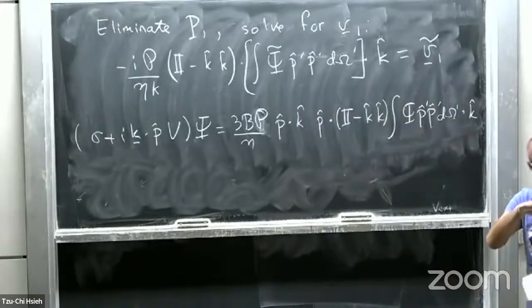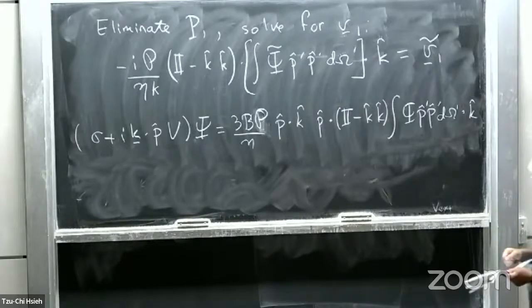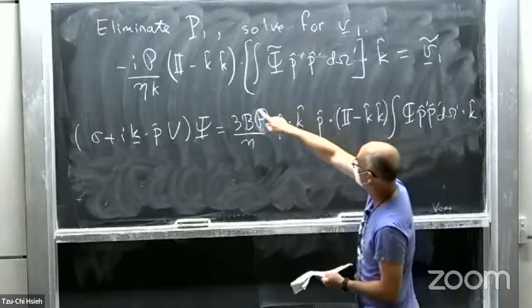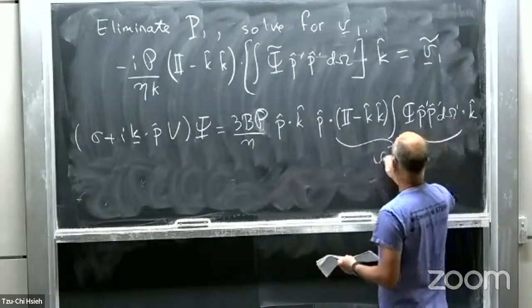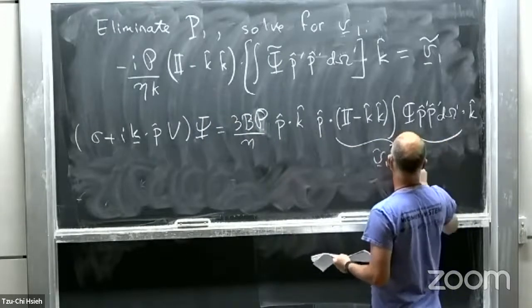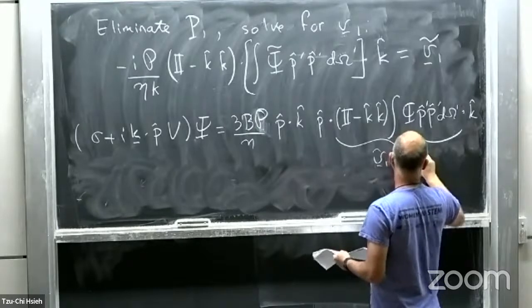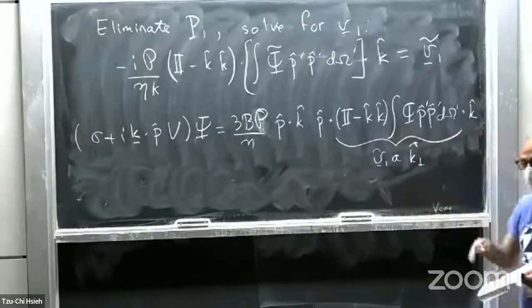Okay. We know that the velocity perturbation V1 is transverse. It's got to be perpendicular to k. And we see that right here, and that's basically what this is. So V1 is in the k perp direction.